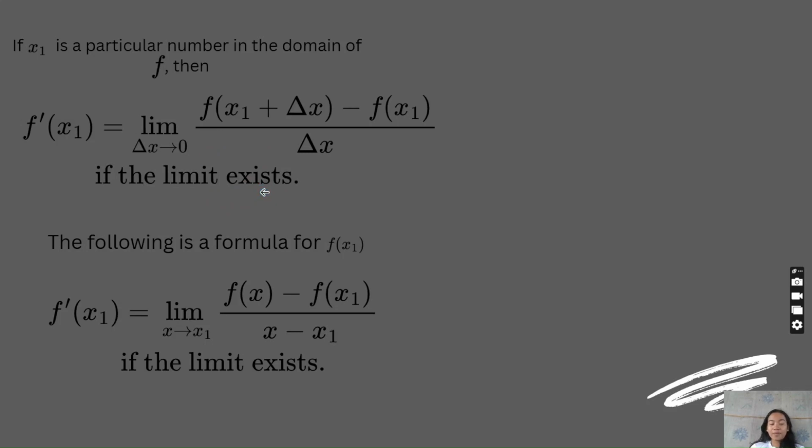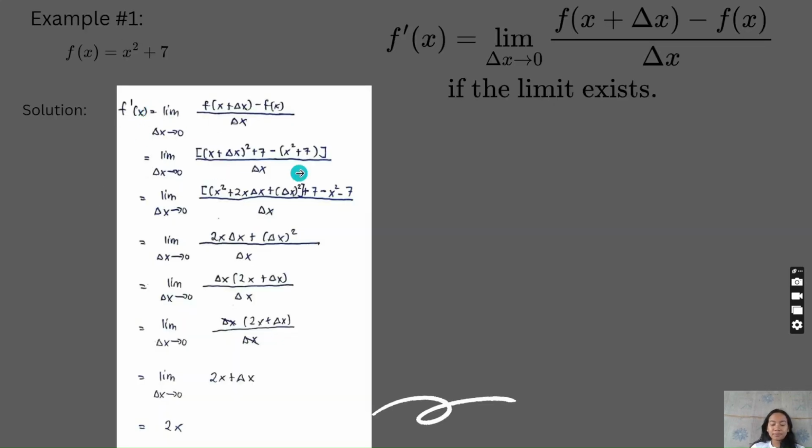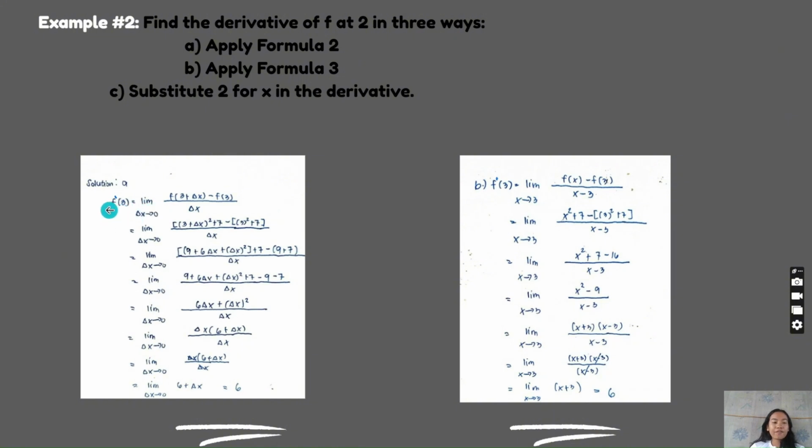So our x sub 1 is 3. So f prime of 3 is equal to the limit of f of 3 plus delta x minus f of 3 all over delta x as delta x approaches 0. But of course, let us not forget our expression earlier, which is x squared plus 7. We are going to use it still in this case. What we just did is replacing the x with 3.